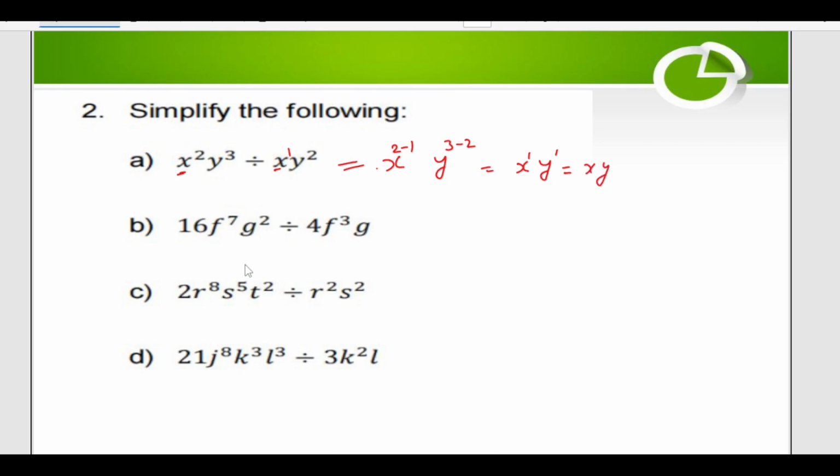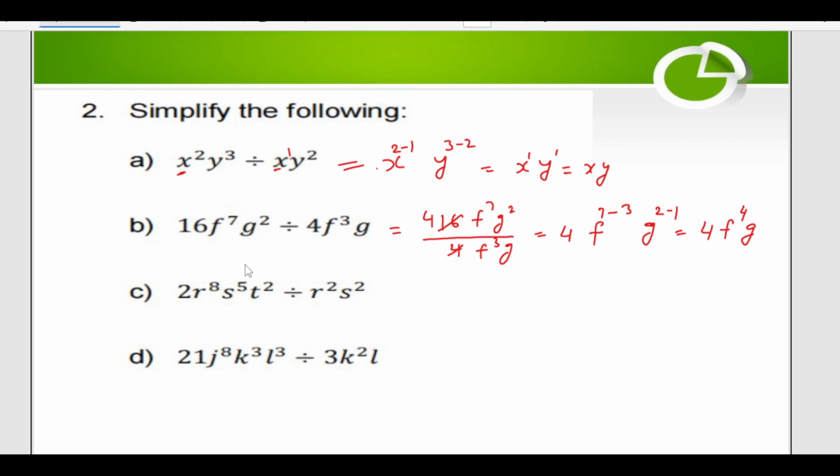Now, part B, we have numbers here, you see 16. You can even write it like this sometimes, then it is easier, let me show you. f 3 and g. So, this 4 times 4 gets cancelled. So you have 4, then f, because they are in division, we are going to subtract 7 minus 3, then g is 2 minus 1. So final answer is 4 f power 4 and g, right.